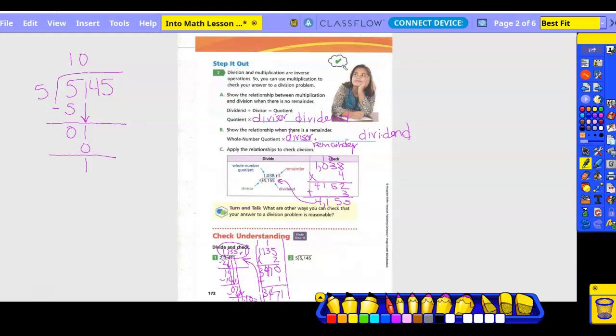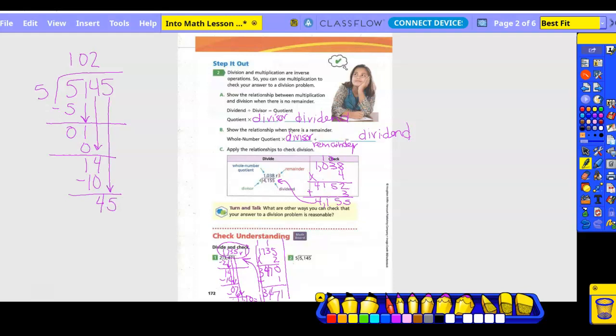Okay. What do I do now? Bring down the 4. How many times does 5 go into 14? 2 times. 2 times 5 is 10. So now I subtract. 14 minus 10 is what? 4. And bring down the 5.